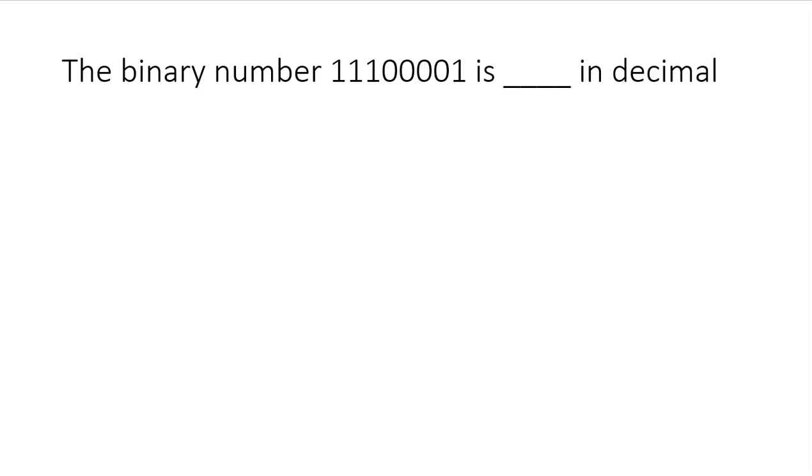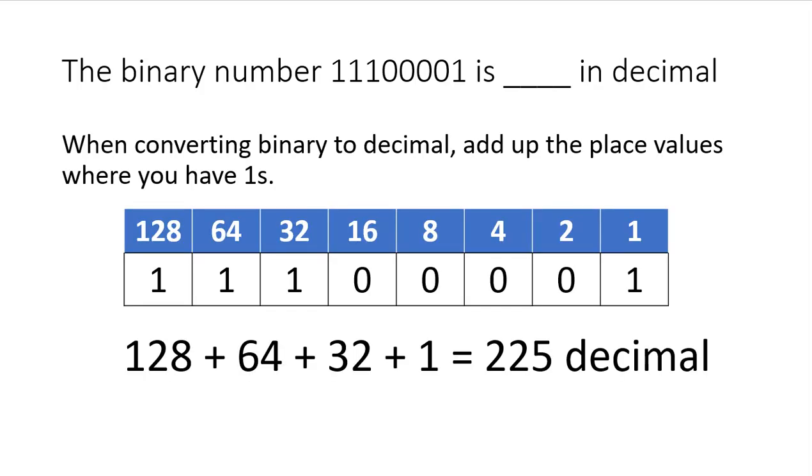Well, I write down my place values if I forgot what they are, and those are powers of 2. So I have the 1s, 2s, 4s, 8, 16, 32, 64, 128th place. So I just add up my place values, and I get the number 225 in decimal. So this is 128 plus 64 plus 32 plus 1. Add those up, I get 225 decimal.